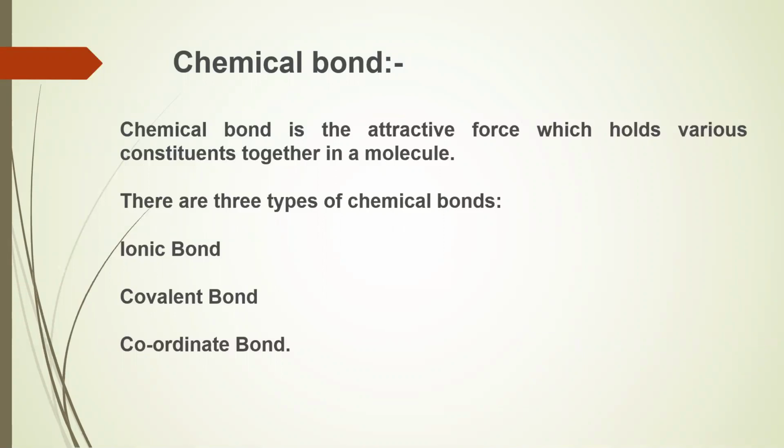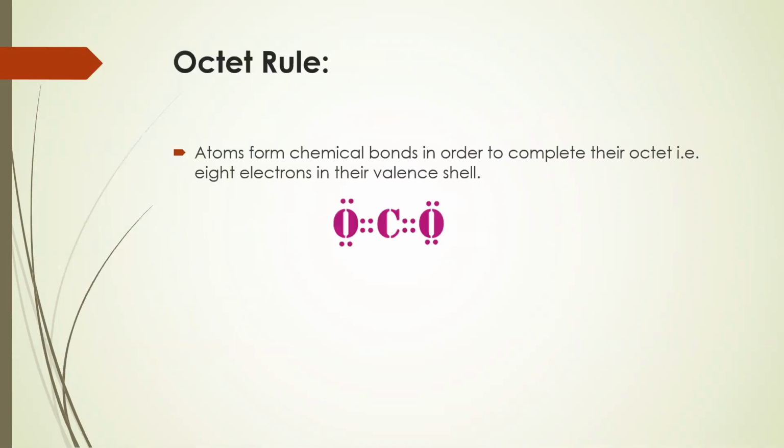Hence, depending upon this, chemical bonds are classified basically into three types, that is ionic bond, covalent bond and coordinate bond. These bonds are based on the octet rule.